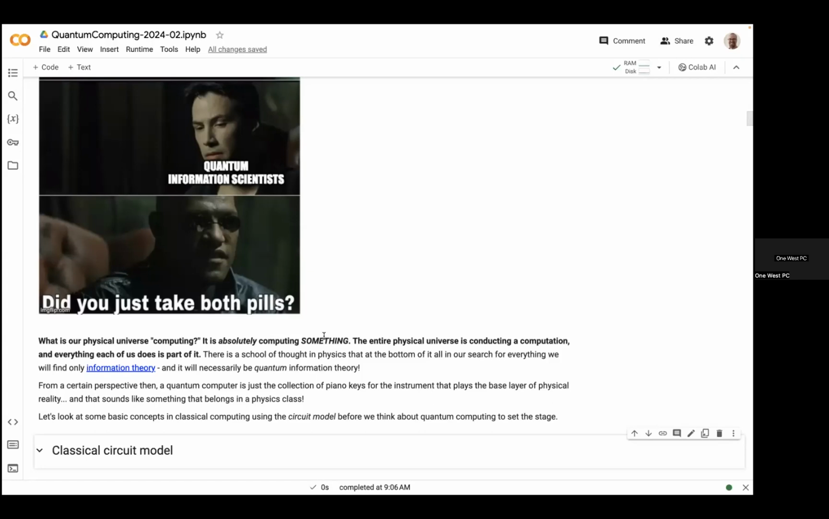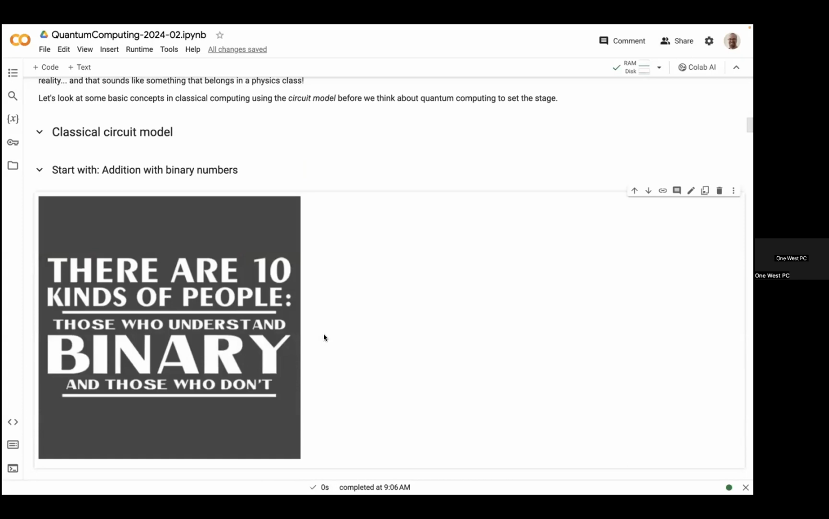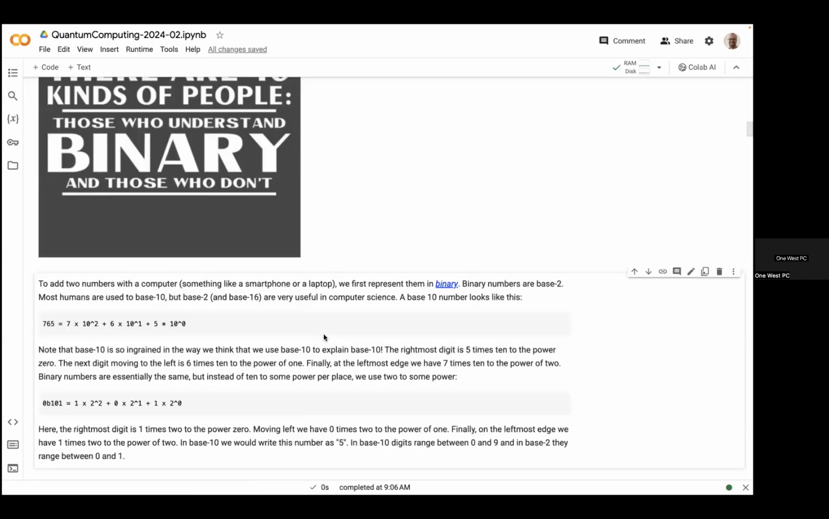But one of the ways we can express computation classically is using this thing called the circuit model. And to explain that, I'm going to start with talking about adding binary numbers, right? So there's an old joke: there are 10 kinds of people in the world, those who understand binary and those who don't. If you understand binary, you're maybe laughing at this joke. And if you don't understand binary, then you're wondering, joke's on you at some level.